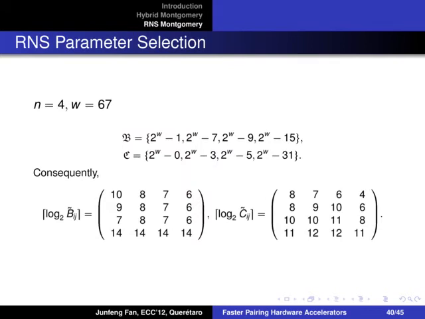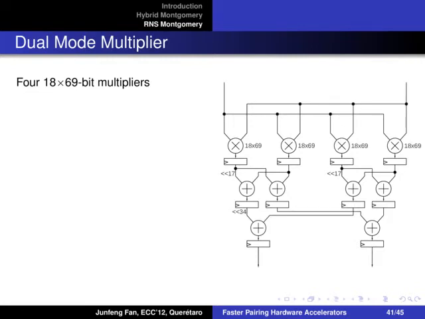And then we made the implementation use a different set of parameters. We choose n to be 4, so every base has 4 primes, and we have w equals to 67. Okay, so you see that the constant is now really very small. So how do we make use of this? So we made a multiplier which has, maybe you cannot really see it, 4 18 times 69 bits multipliers. It looks very strange, but it does make sense on Xilinx FPGA because you can construct this multiplier easily.